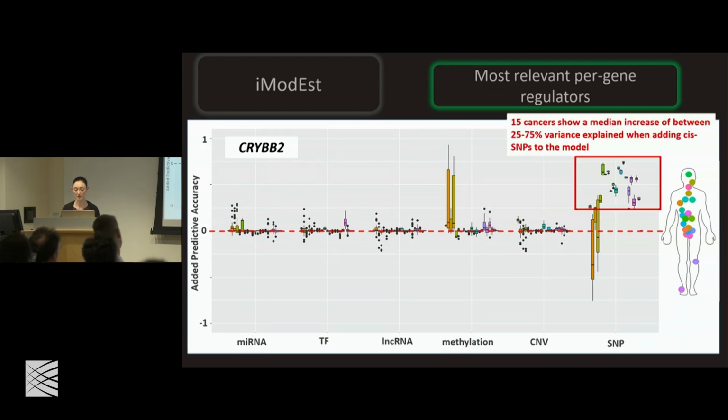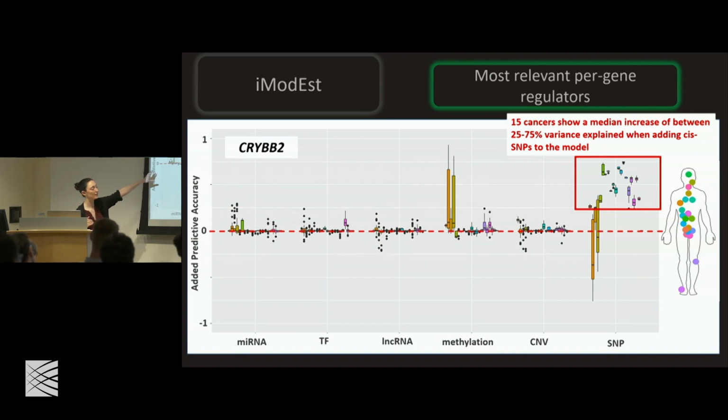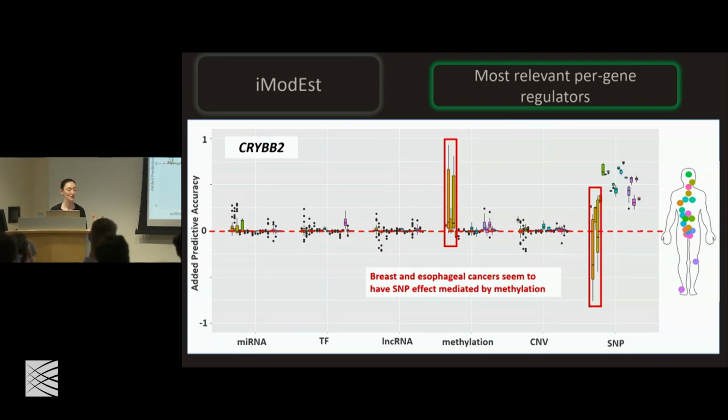So CRYBB2, crystallin beta B2, is expressed in tissues across the body and implicated in behavioral phenotypes as well as cataracts. What was really cool here is we see that SNPs are adding a lot, seemingly in most cancers. So in 15 cancers, we see a median increase of between 25 to 75% variance explained when adding these cis SNPs to the model. And in those models, it doesn't really matter what the background is, because those box plots are so tight. That makes sense when you look across the other regulators, it's pretty flat, except in this special methylation case. Here, it seems that SNPs and methylation are actually explaining some of the same variation.